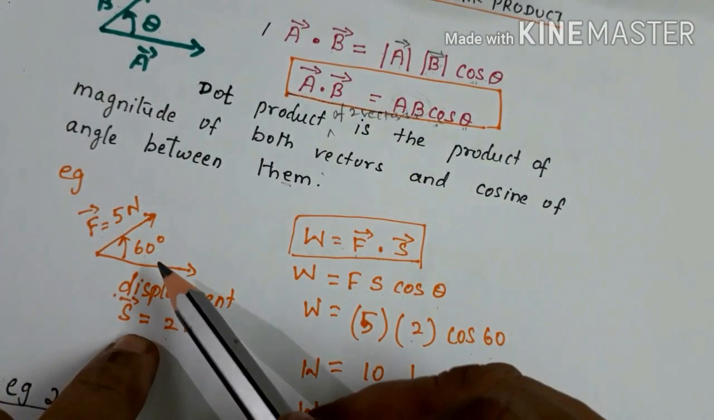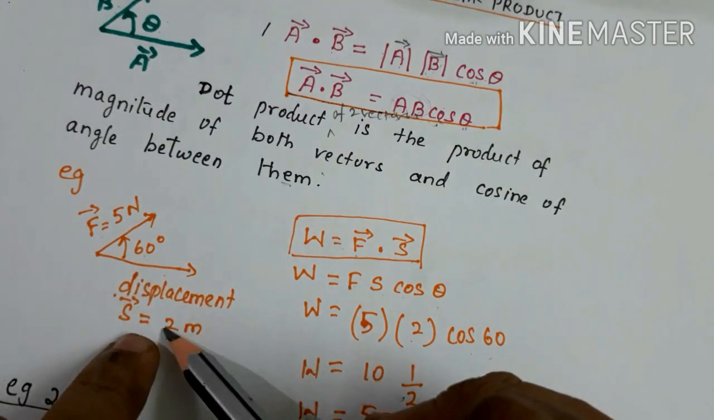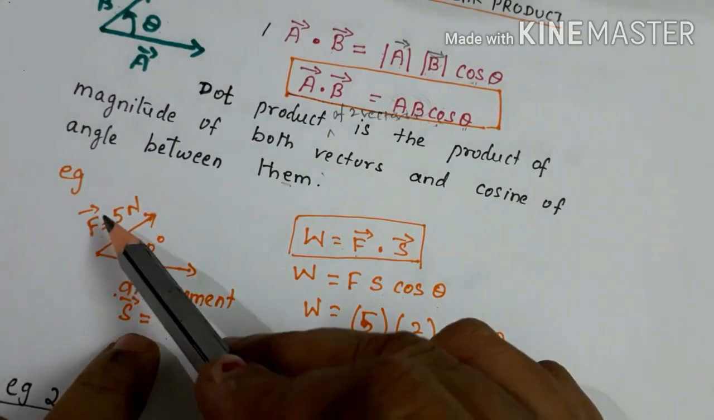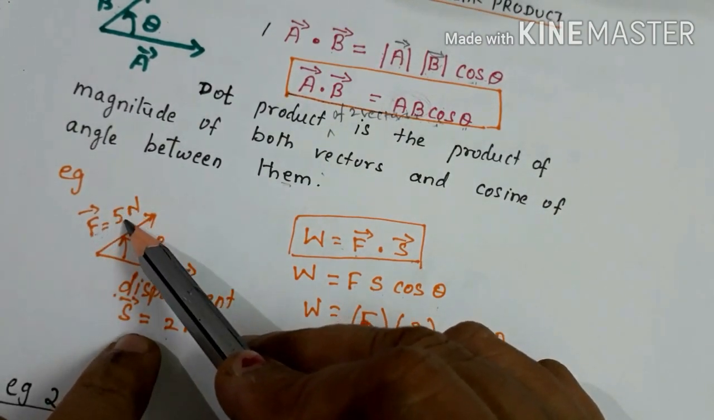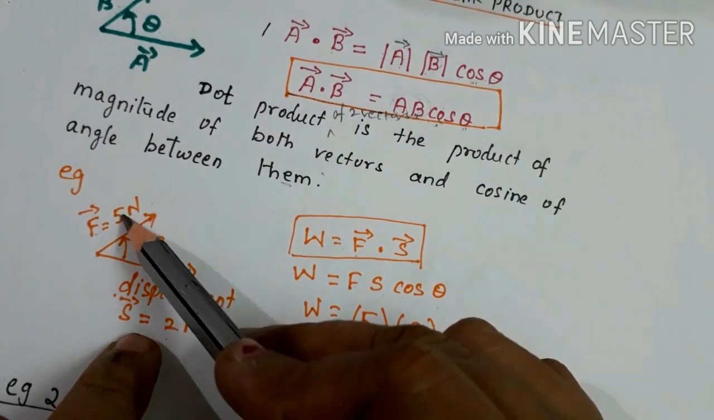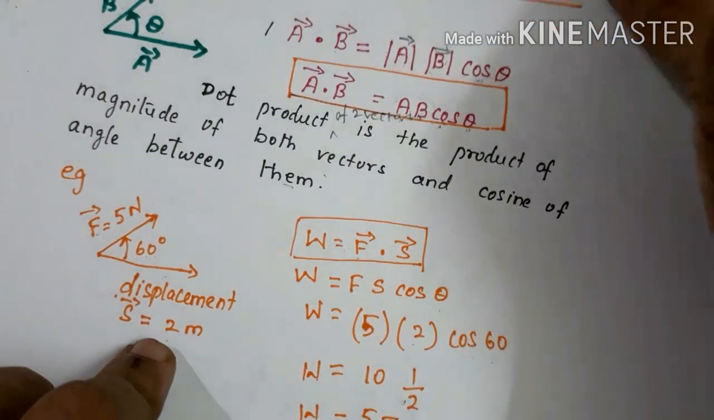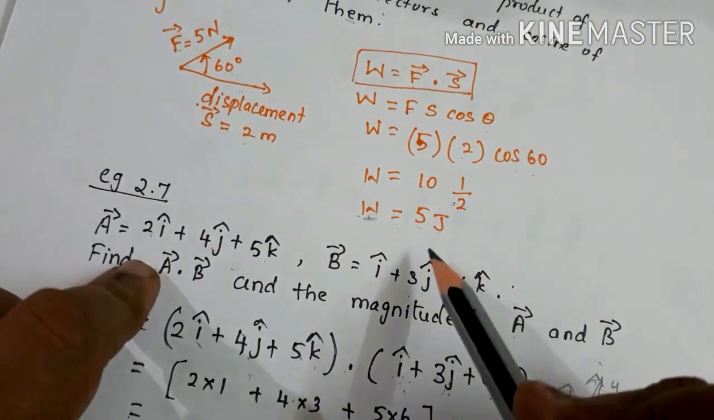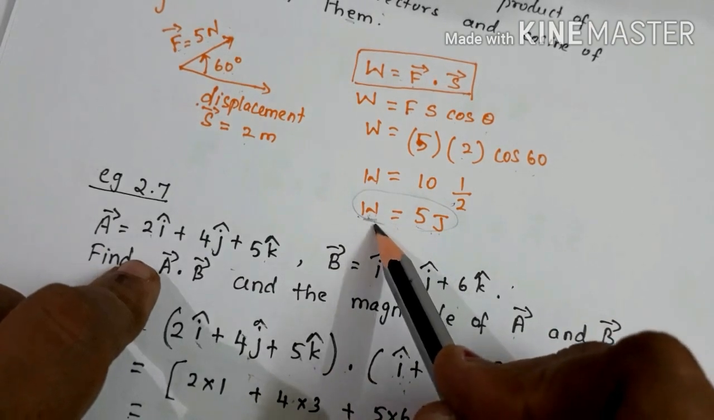Now you can work out, you can solve this numerical. You can see the displacement S vector is 2 meter and F vector, its numerical value, that is magnitude, is 5 Newton. Angle between F and S is 60 degree. If you substitute, you will get the answer as 5 joule, right? So what will be the direction of work done in this case?